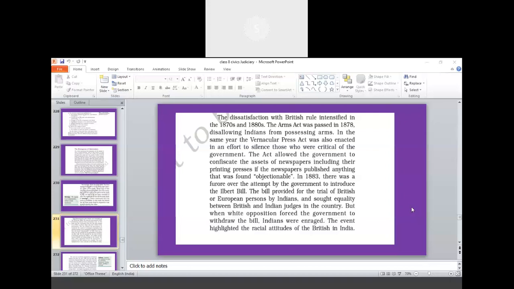So the British East India Company passed certain bills. One I told you, Arms Act. Second, Vernacular Press Act. Third, please write down, Ilbert Bill. Ilbert Bill, I L B E R T, B I double L. Now, what is called the Ilbert Bill controversy?